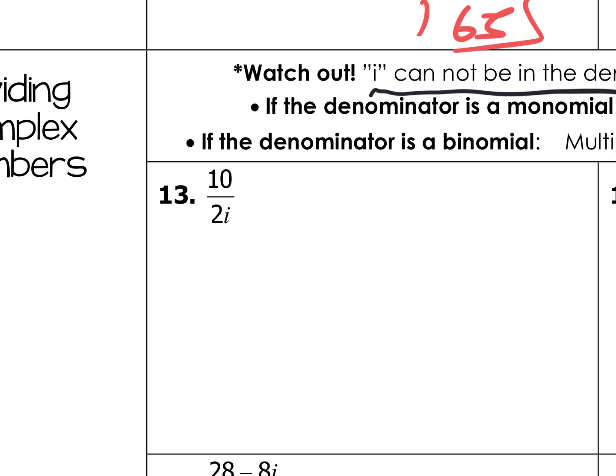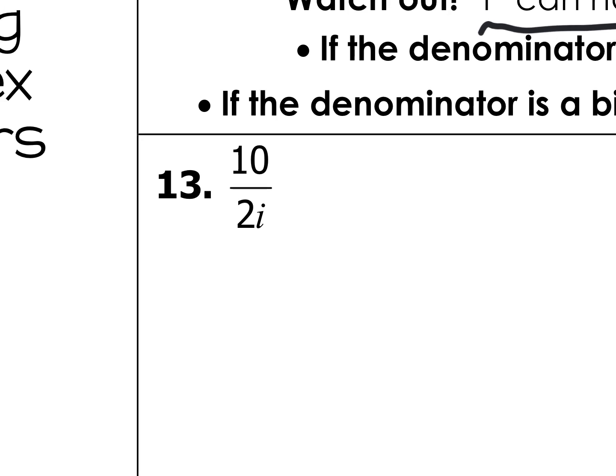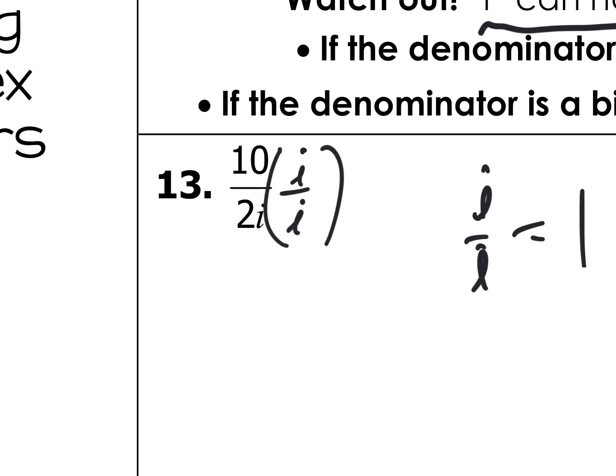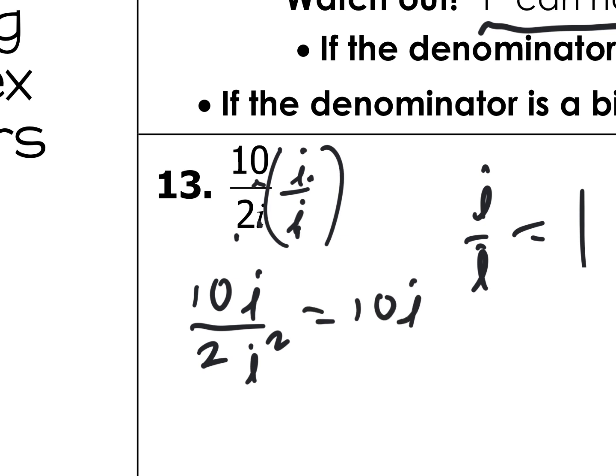Well, the only way to remove that i down there is to multiply both top and bottom by an i, because i divided by i is really a 1. You agree with me? I divided by i is 1. So what I'm doing is multiplying this fraction by a 1. But look what happens. Why does this help? 10 times i is 10i. What's 2 times i times i? 2i squared. And what is i squared really? Oh, that turns into 10i divided by 2 times a negative 1.